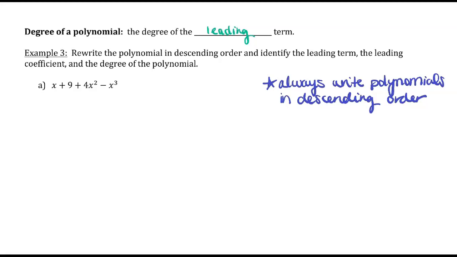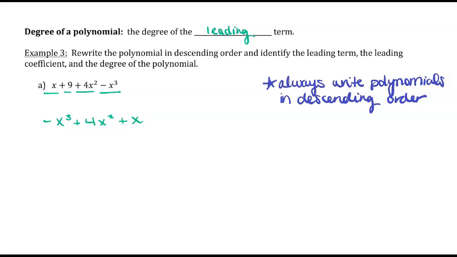Notice that the term with the highest degree is this term, negative x cubed. So we want to write that term first. The term with the next highest degree is a positive 4x squared. So we'll write that second. The term with the next highest degree is x to the first. So we'll write plus x for our third term.